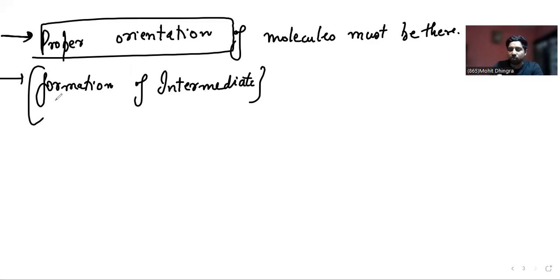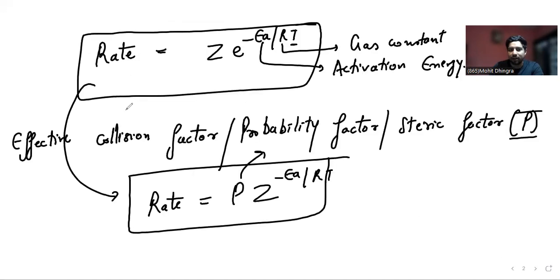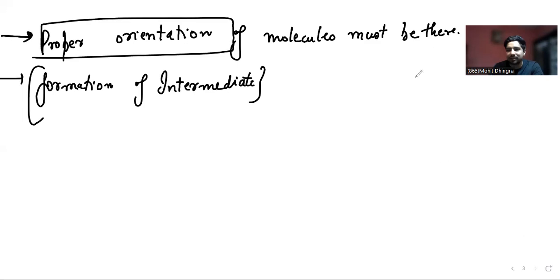So in this theory, there are mainly three points that we have discussed. Firstly, the effective collisions which are happening will alter the rate by adding a P factor, capital P, which is the probability factor, steric factor, or effective collision factor. Secondly, the orientation of molecules must be proper for the proper attack, so that the other reactant molecule collides with it. And there is formation of an intermediate, which further leads to the formation of the product.